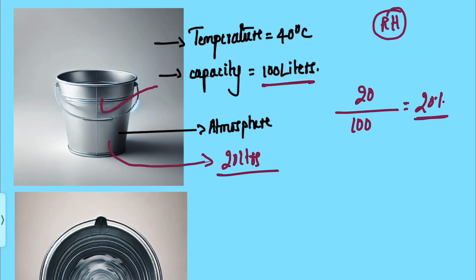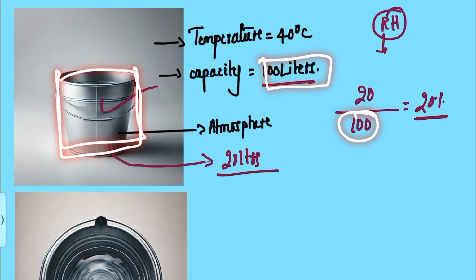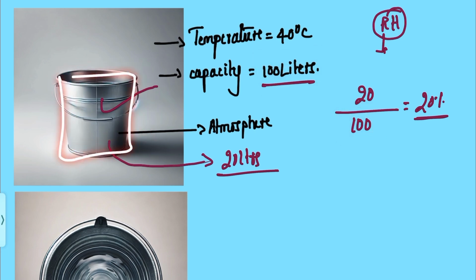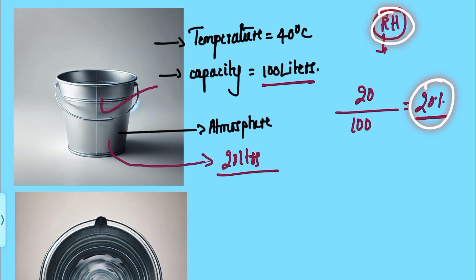Why is it called relative humidity? We are comparing the present amount of moisture to the total holding capacity of the moisture. As I just told you, the total holding capacity of this amount of air is 100 liters. So 100 liters can be placed in this bucket or this volume of air. But how much water is presently there? It is just 20 liters. So you can say relative humidity is 20%.